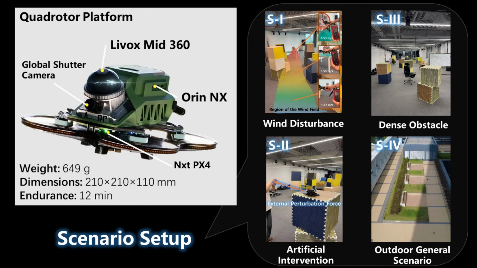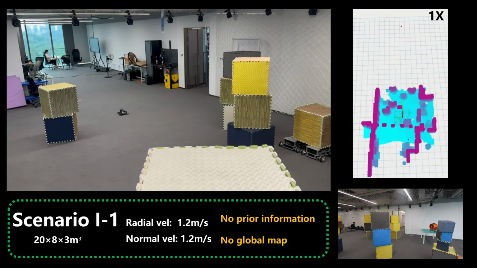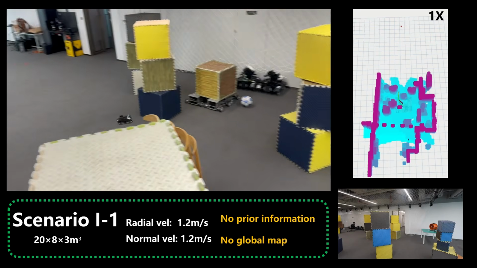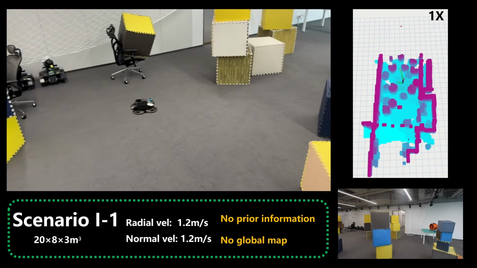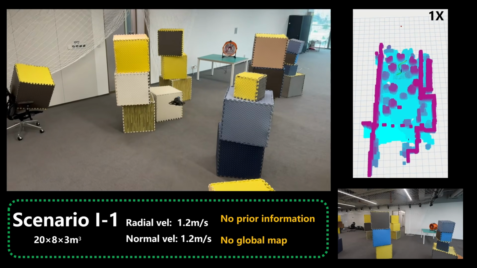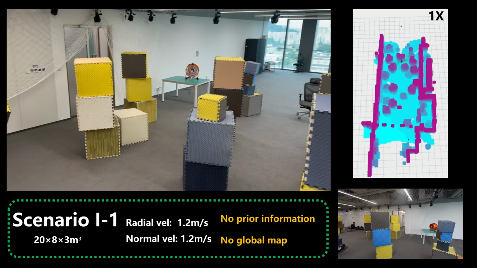In real-world experiments, we used a quadrotor equipped with a lidar and a camera. We set up 4 test scenarios, namely wind disturbance, human intervention, dense obstacles, and outdoor environments. In the wind disturbance scenario, we conducted multiple tests. The results showed that the closed-loop vector field can resist wind perturbations during navigation.